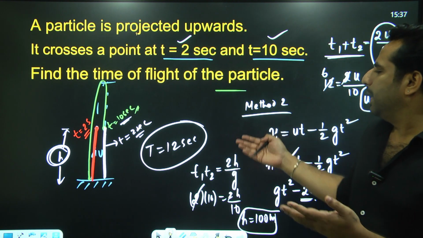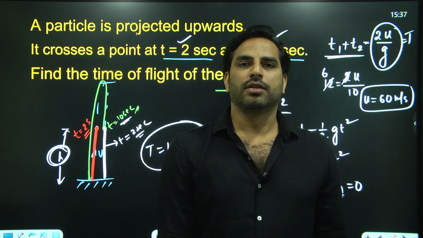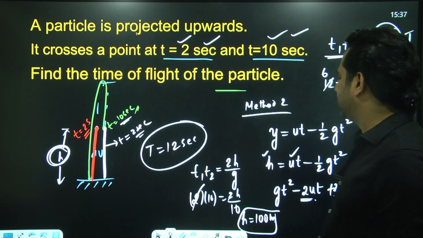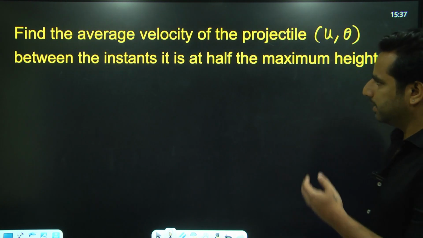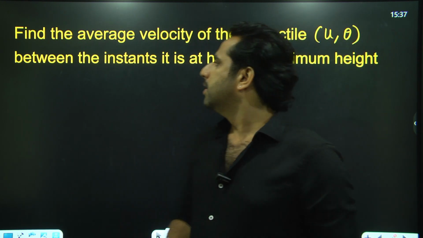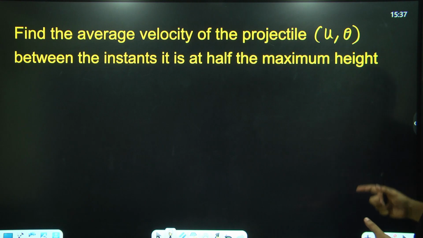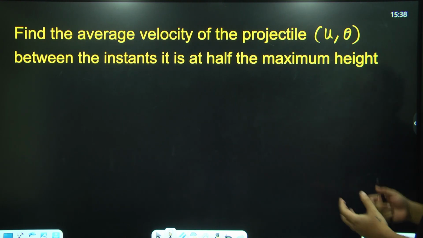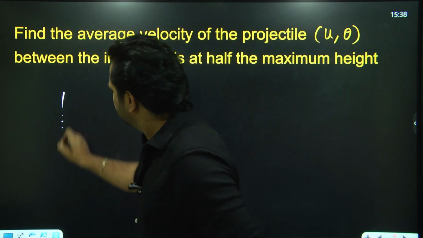Very simple way, less than 30 seconds you can solve this question by adding up 2 and 10. The answer is 12 seconds. Let us see one last example where there is a smart way to approach a problem. Find the average velocity of the projectile u comma theta between the instants it is at half the maximum height. So draw the figure.